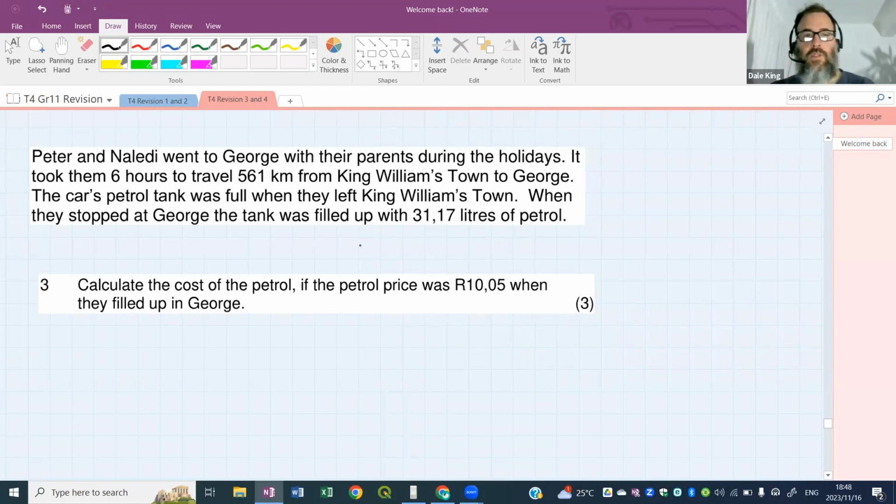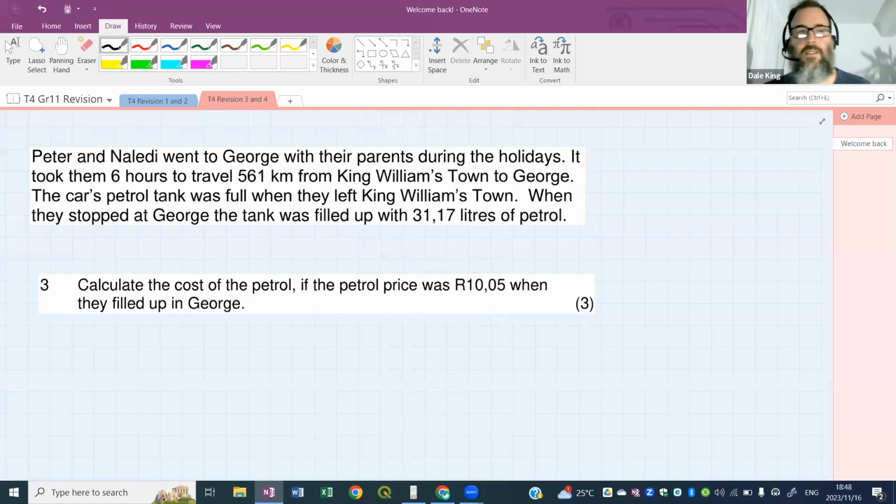Calculate the cost of the petrol if the petrol price was 10 Rand and 5 cents when they filled up in George. How much did it cost them to fill up in George? It took them 6 hours to travel. The car's petrol tank was full when they left Williamstown. When they stopped at George, the tank was filled with 31. Careful now. All right, I'm going to let you try this on your own. Try it on your own, please, ladies and gents.